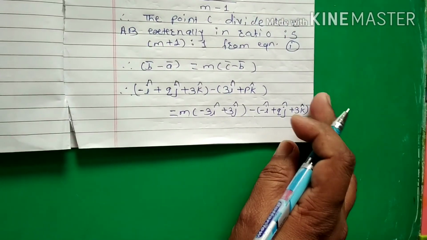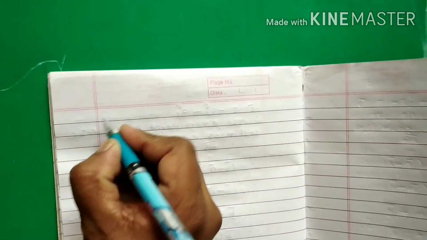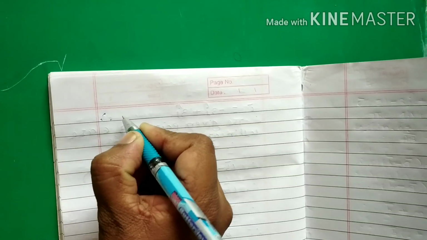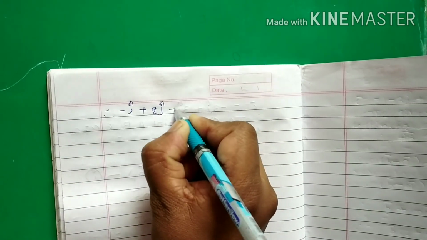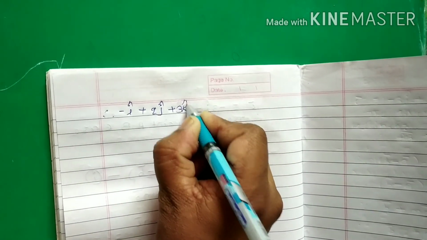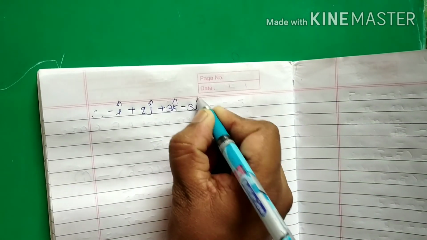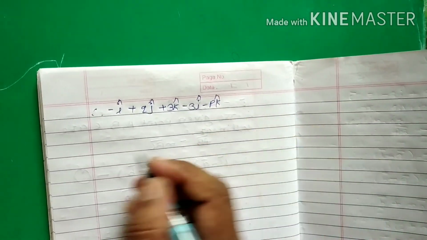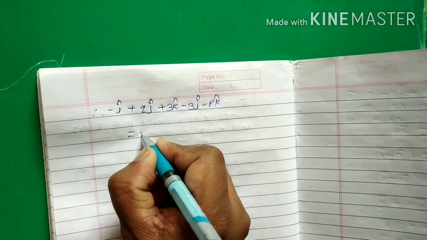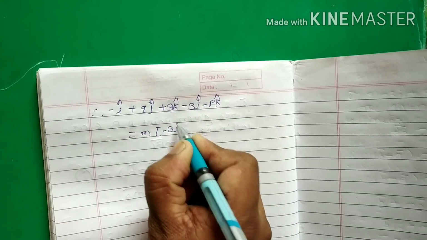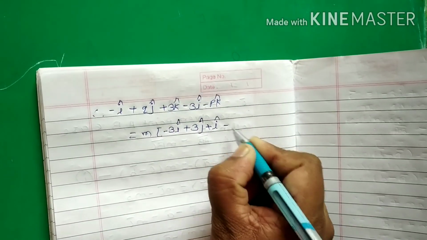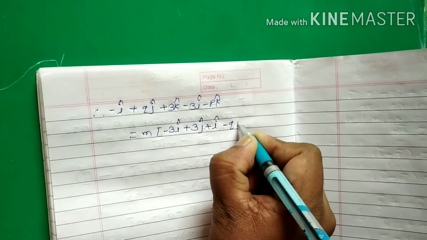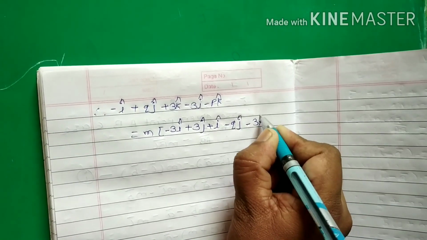Then we solve and we get the values of the terms. The first term, b bar, we write as it is: minus i cap plus q j cap plus 3k cap. Then we multiply by minus, we get minus 3i cap minus p k cap, that is equal to m in bracket minus 3i cap plus 3j cap plus i cap minus q j cap minus 3k cap.